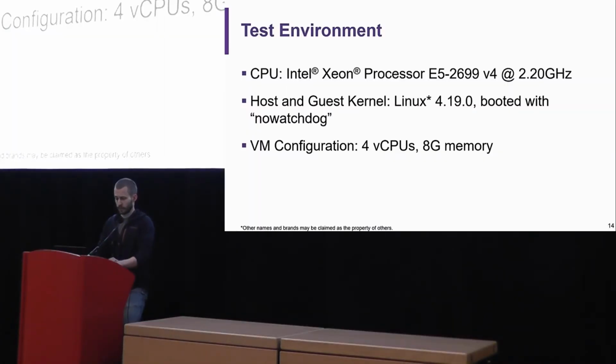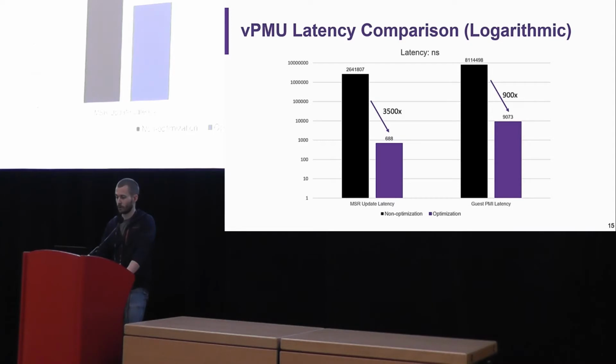So results, just the test environment for reference if you want to play around with this. So for the optimizations, comparing the latency before and after, just for the MSR update, so programming the PMU counters, we got 3,500. Again, this is optimal, absolute best case scenario, essentially. And then for the PMI latency, we also take it down by about 900x.